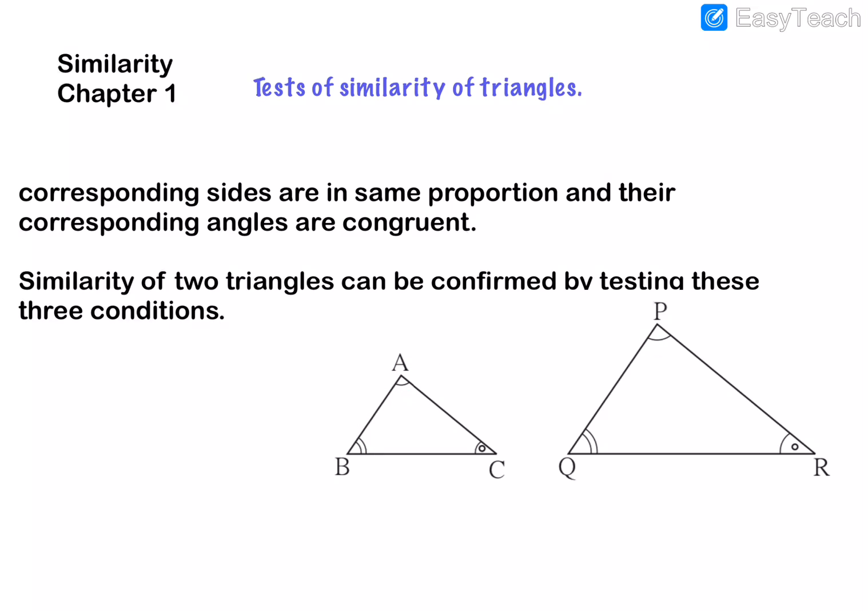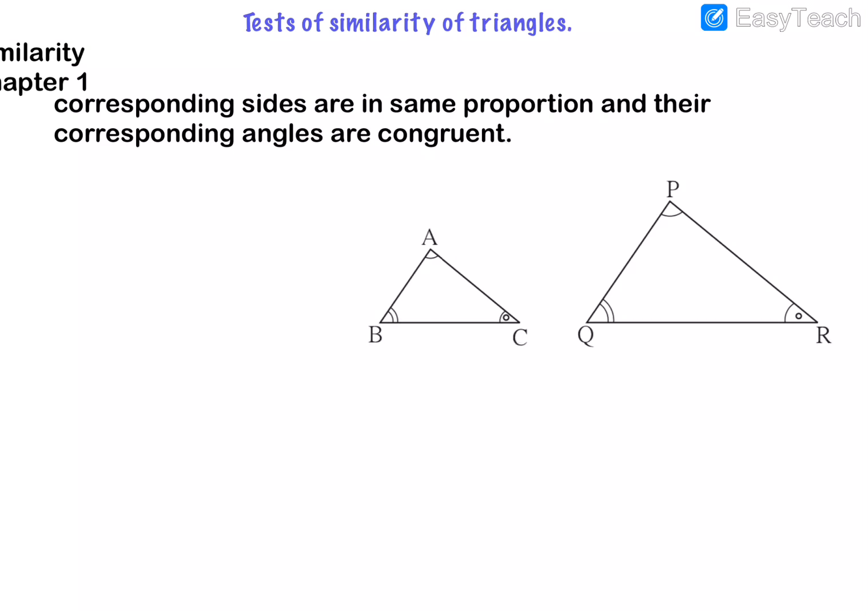Congruence means all the angles must be equal. Angle A equals angle P, angle B equals angle Q, angle C equals angle R. When all the angles are equal, we can say that triangle ABC is similar to triangle PQR. So the similarity of two triangles can be confirmed by testing these conditions, and the group of such sufficient conditions is called the test of similarity of triangles.